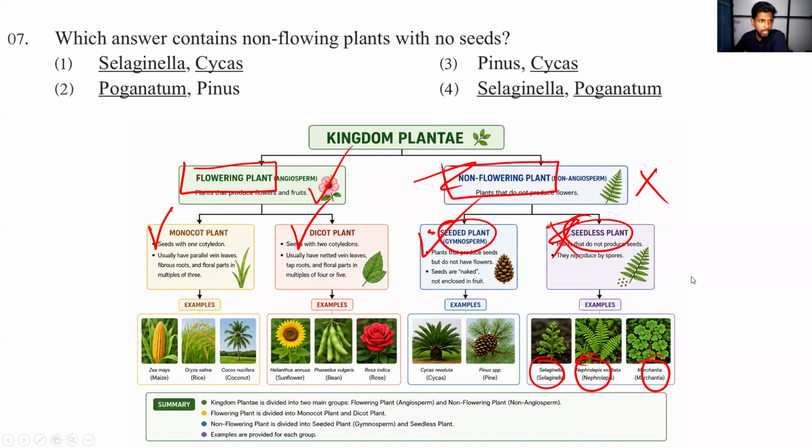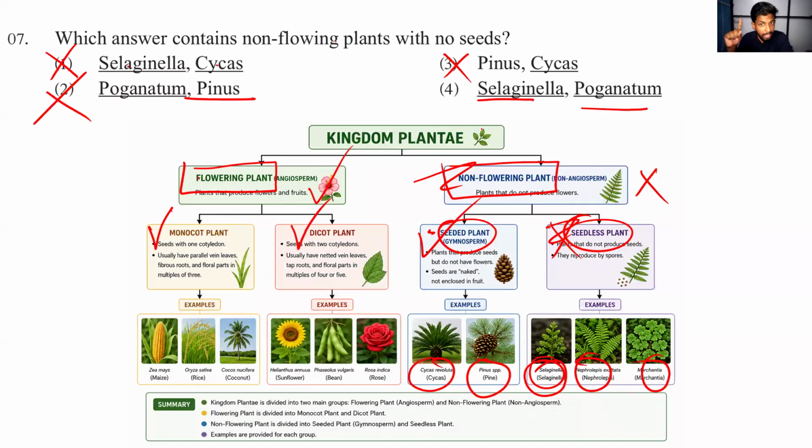First option, Selaginella and Cycas. Look at the picture here, Pulahal. I think you can see the screen here, right? You can see the Cycas and the Pinus. They come under non-flowering seeded plant. So this answer is wrong. This answer also wrong. And here answer is wrong. So we have only one option: Selaginella and Pogonatum.